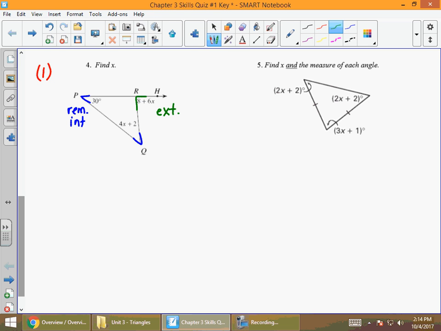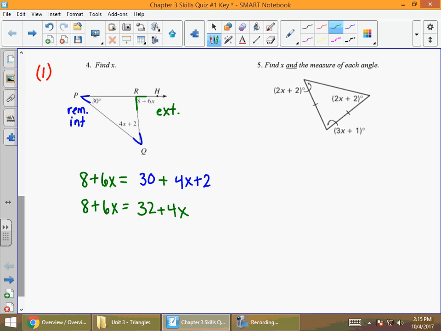Now, if you remember what the exterior angle theorem says, it says that an exterior angle, 8 plus 6x, is equal to the sum of the 2 remote interiors. So I'm going to add together 30 and 4x plus 2. All right, so let's combine like terms. So 8 plus 6x equals 30 plus 2 is 32 plus 4x.